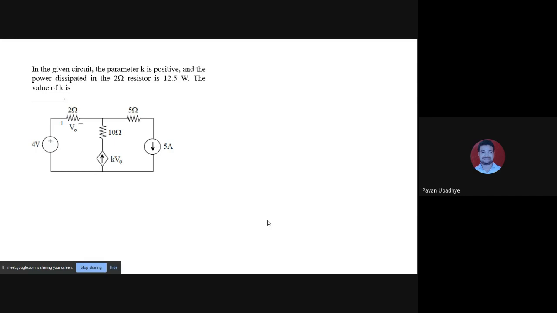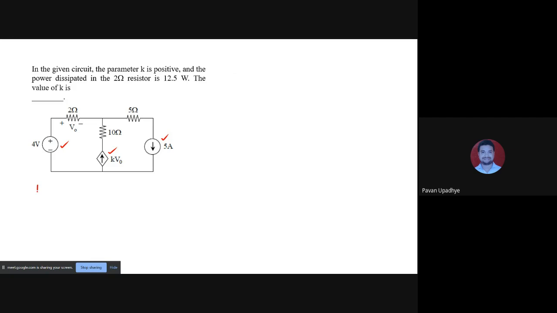Now we shall go to another numerical. Again, look at the numerical. It consists of an ideal voltage source, an ideal current source, and then a dependent current source. So this is where you should take care. It is not difficult to solve, but you have to be very careful while looking at the sources and concluding a few things. In the given circuit, the parameter K is positive and the power dissipated in the 2 ohm resistor is 12.5 watt. Look at this.